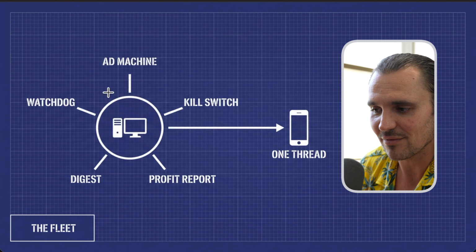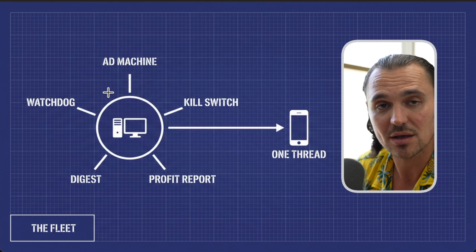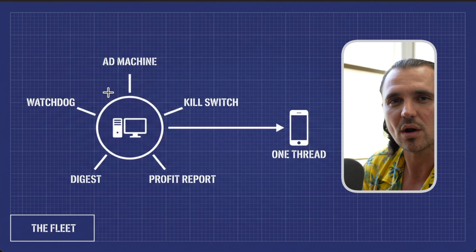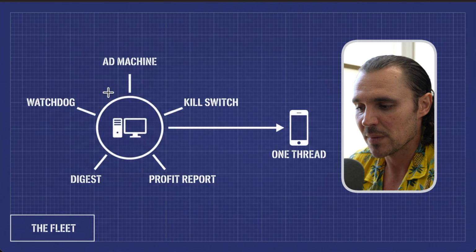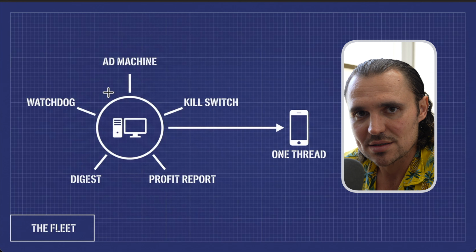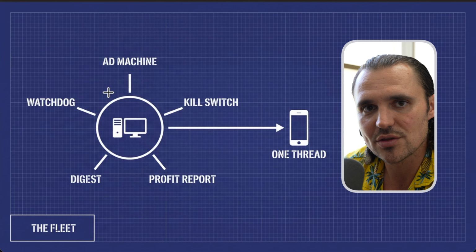So that means I have my ad machine, I have my kill switch, I have my profit report, I have my morning digest, I have a watchdog based on what are the future products I might launch. All that is being monitored through a thing called health checks, right? So there's a service called health checks. I actually don't use it.